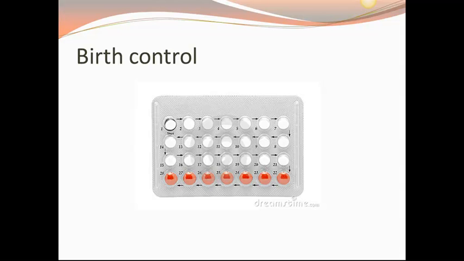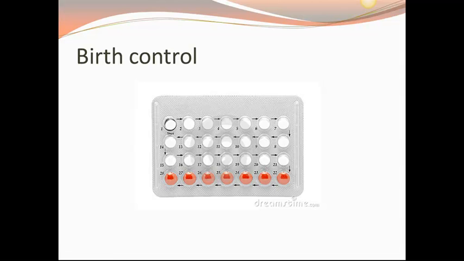Birth controls. So this is what a birth control pack will look like. Some birth controls will have a consistent dose of estrogen and progesterone throughout the weeks. Some will have a tapered dose, so it will be really strong to begin with, maybe for the first 2 weeks, and then it will taper off in the 3rd week. So there are different types of birth controls.